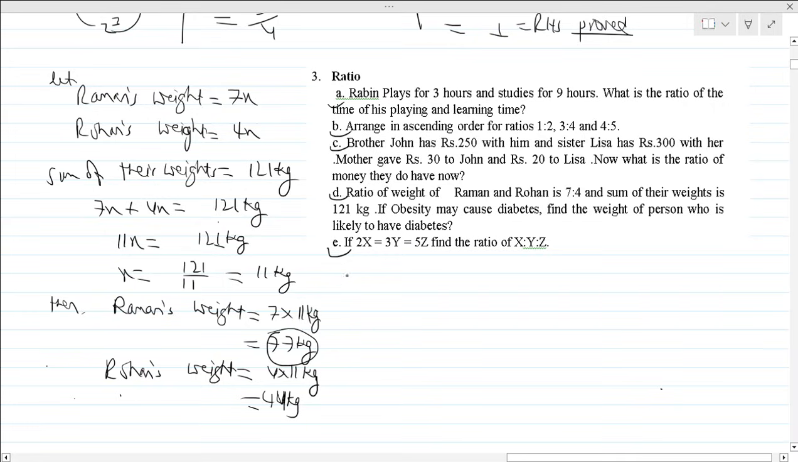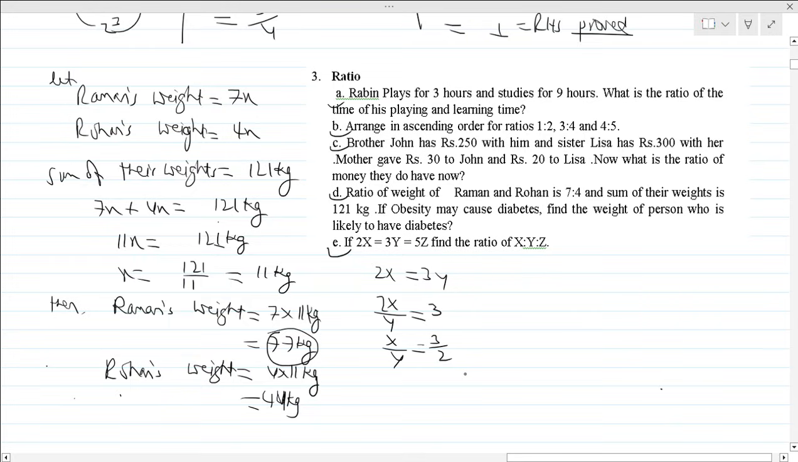Okay, so what it says: in this number, we are given 2 times x, 3 times y, and 5 times z are equal. And through that we are asked to find the ratio of x is to y is to z. So what we do here is first we find x by y and y by z. So here we have 2x equal to 3y, first two. So it gives you 2x by y equal to 3, so that will give you x by y equal to 3 divided by 2.